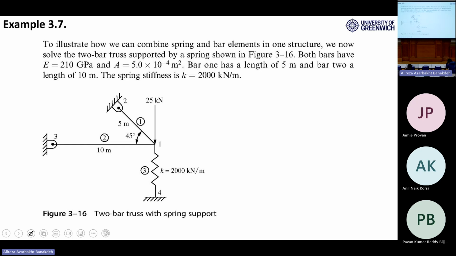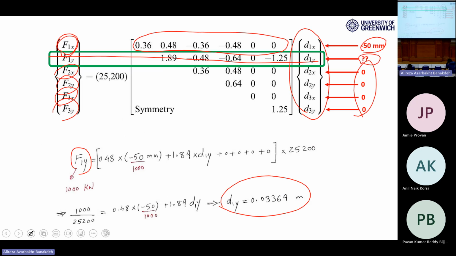And I don't have the rest here, but you can continue the example by calculating the internal forces as well and checking your calculations by writing down the equilibrium equations at node number 1, for example, to see if all the forces are 0 in the x direction and in the y direction. All right? Any question before we proceed to the next one?